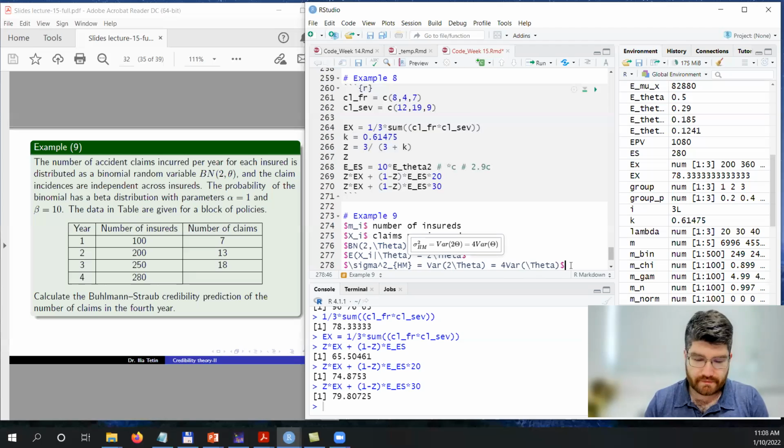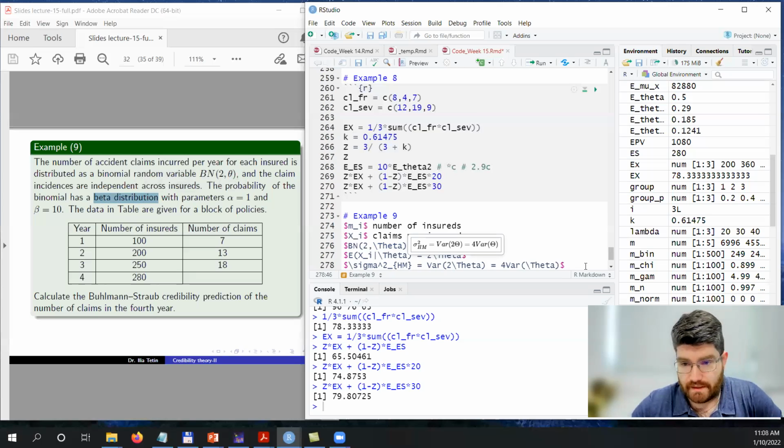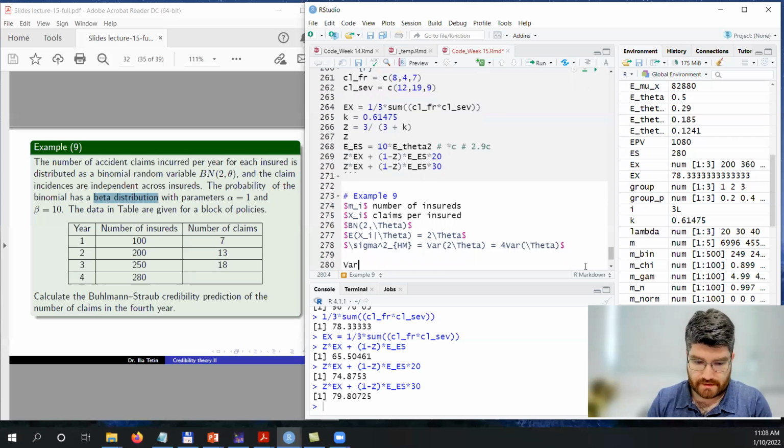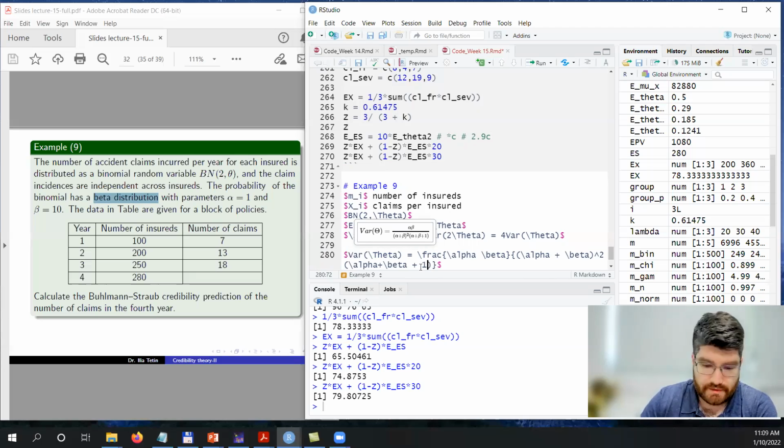Then if we are talking about the beta distribution, and we have the parameters alpha equals 1 and beta equals 10, we have the variance of that distribution, variance of theta. And this is just a fraction with alpha times beta as the numerator and a little bit more complex denominator: alpha plus beta squared times alpha plus beta plus 1. So this is the variance for our beta distribution.